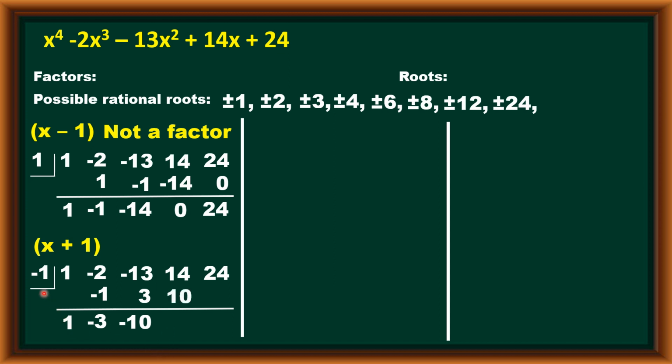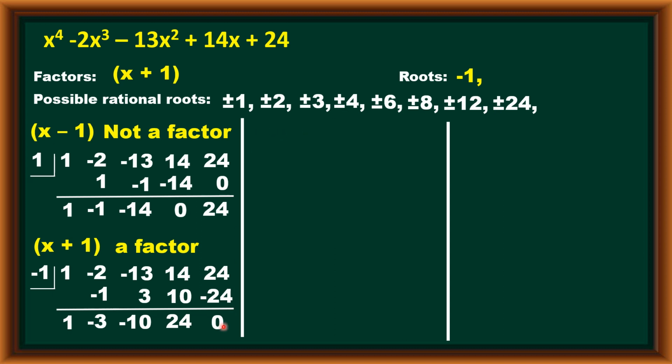Times negative 1 is positive 10. 14 plus 10 is 24. Times negative 1, it's negative 24. And 24 minus 24 is 0. Ayan. So, ibig sabihin, kung ang remainder ay 0, ito ay factor x plus 1. So, sulat na natin dun sa taas. Isa sa factor niya ay x plus 1. Therefore, ang root niya ay negative 1.